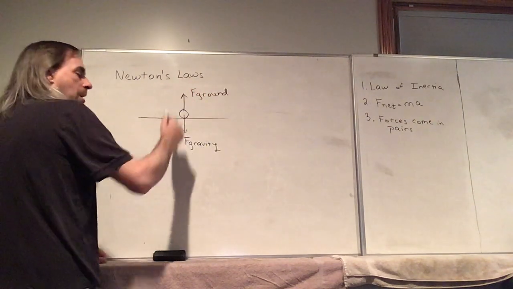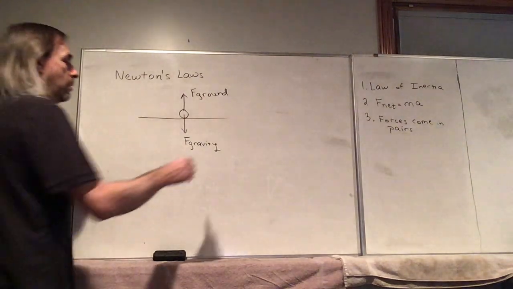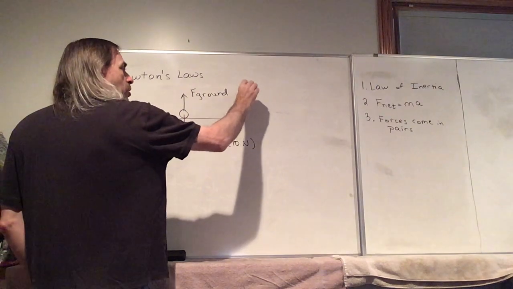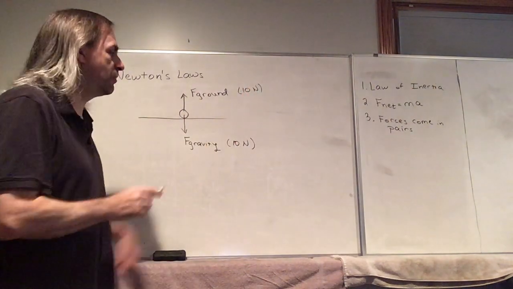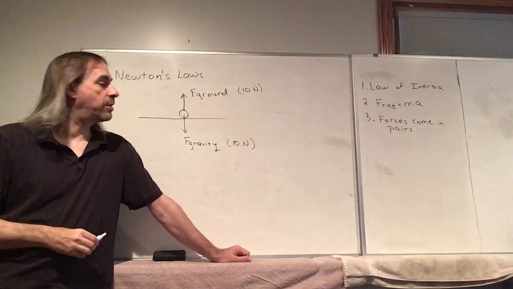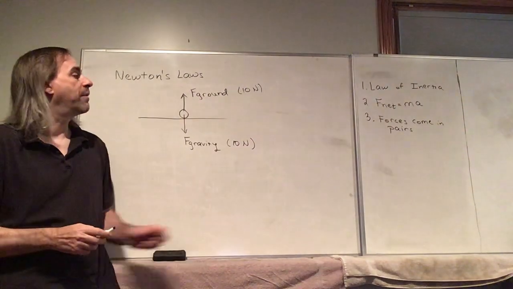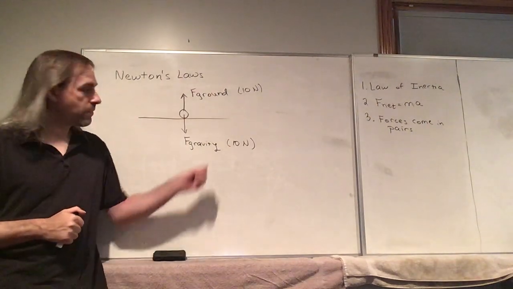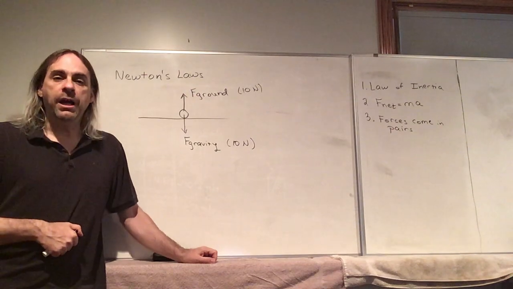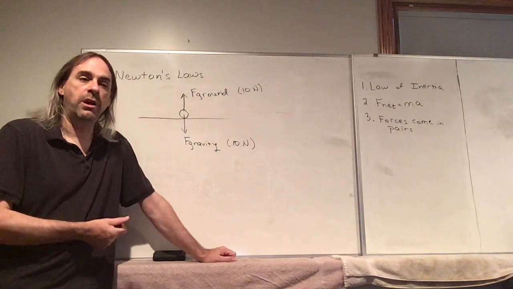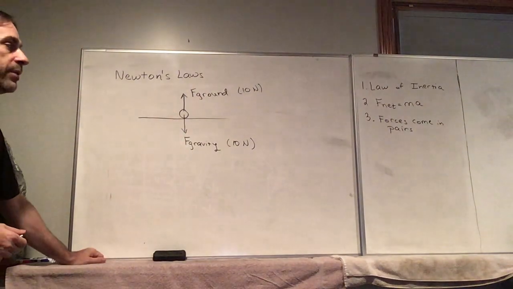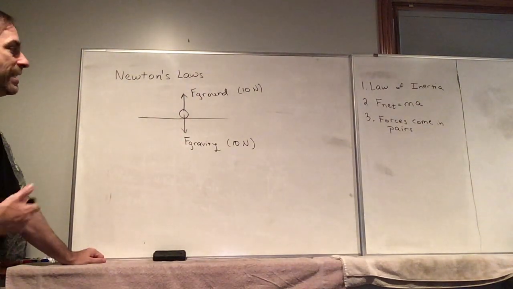And so these two are equal in magnitude. Let's say this is 10 newtons. This one would also be 10 newtons. We haven't talked about newtons yet, but we measure forces in units called newtons, obviously named after Isaac Newton. So, you've got 10 newtons down, 10 newtons up. And forces are vectors. So if you have 2 vectors that are equal in magnitude but opposite in direction, like we have here, the net force is 0.